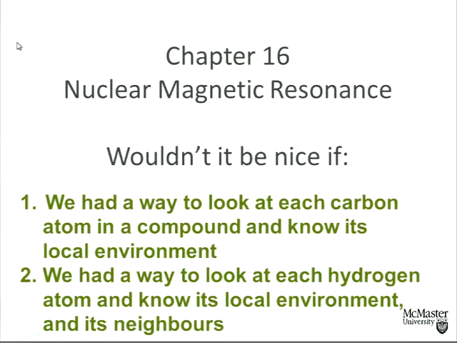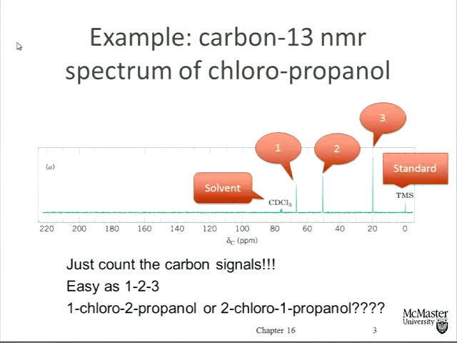And then in proton NMR, we do essentially the same thing. We look at each hydrogen atom and know its local environment and learn about its neighboring hydrogen atoms. So NMR allows us to do all of those things. So here is an NMR spectrum. We're going to start with a very practical, hands-on sort of thing. Here's a spectrum. What can we learn from it?